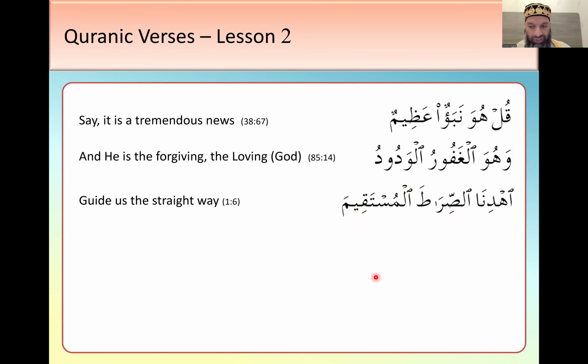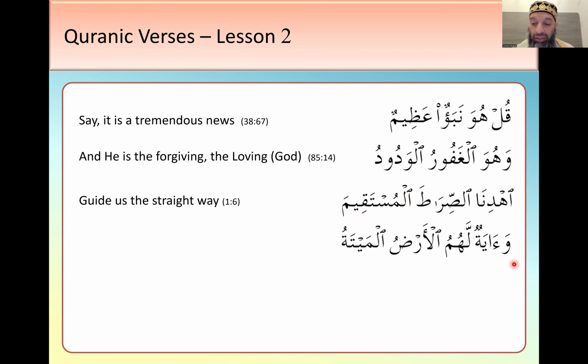I think we just have a few more verses. Wa ayatun lahumul ardul maytatu. Okay, a sign. So ayah can mean a verse. It can also translate as a sign. And in all honesty, every verse of the Quran is a sign anyway. Every verse of the Quran is a sign, right?